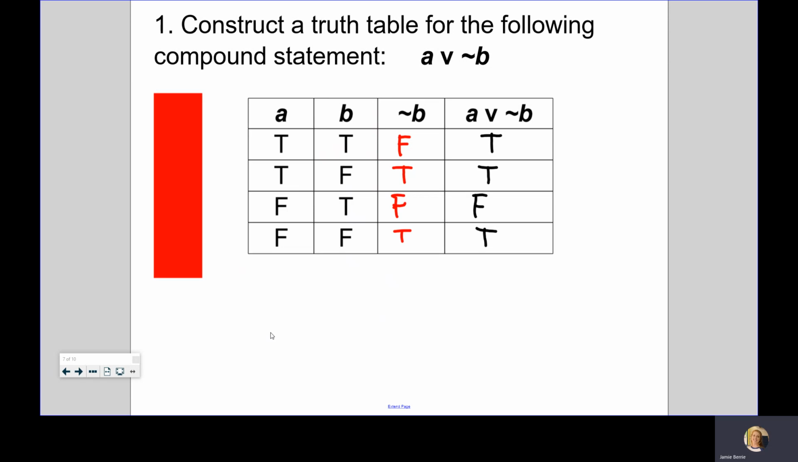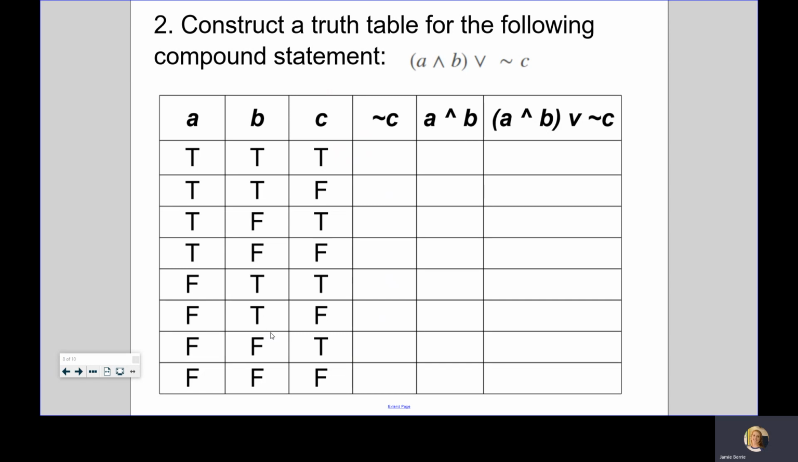All right, let's look at a harder one. Here we have 8 rows. Let me go ahead and put that off to the side. All right, so let me tell you why there's 8 rows this time instead of 4. Now we have 3 statements, A, B, and C. For every new statement that you add in, you get 4 more rows. So we started off, we only have 2 statements, we have 4 rows.